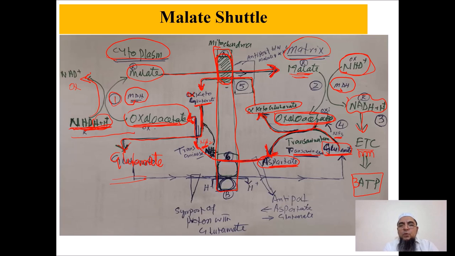Now we need glutamate inside the mitochondria. So glutamate is easily crossed, with the same protein which was shifting aspartate out, the same protein will shift the glutamate into the mitochondria, and then it will reach its place again.